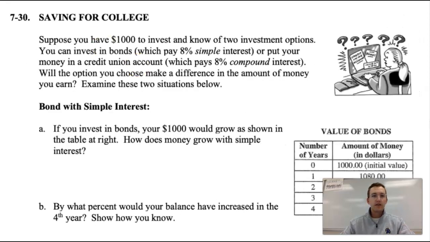So we're saving for college here in 730. Suppose we have $1,000 to invest and we have two investment options. First, we can invest in bonds, which pays 8% simple interest. We'll talk about that more in just a second. Or put your money in a credit union account, which pays 8% compound interest. So again, there's a big difference between those two. We'll talk about that more in just a minute.